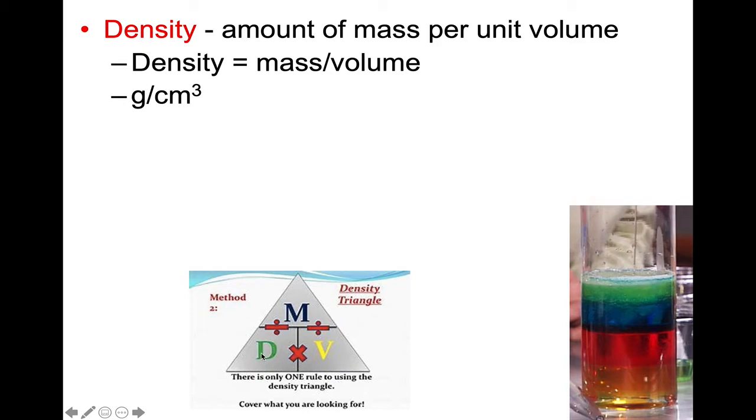If they want to find density, you cover it up. Your formula is mass divided by volume. So you just cover up the one that they're asking you for, and the other 2 will give you your equation.